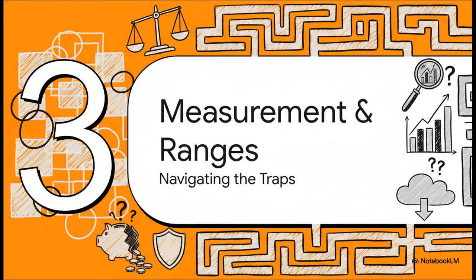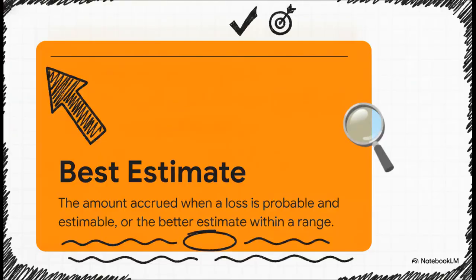Moving on to Section 3, measurement and range rules, and how to navigate the traps. When a loss is both probable and estimable, how do we actually pick the number? It starts with the best estimate principle. If your analysis points to one single, specific amount as the absolute best estimate, then that is exactly what you accrue. Even if you're looking at a range of potential losses, if one specific number in that range is clearly a better estimate than the rest, you book it.